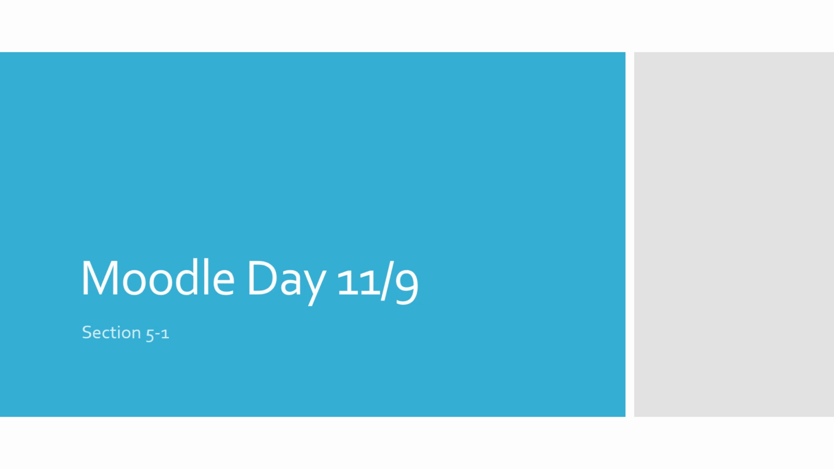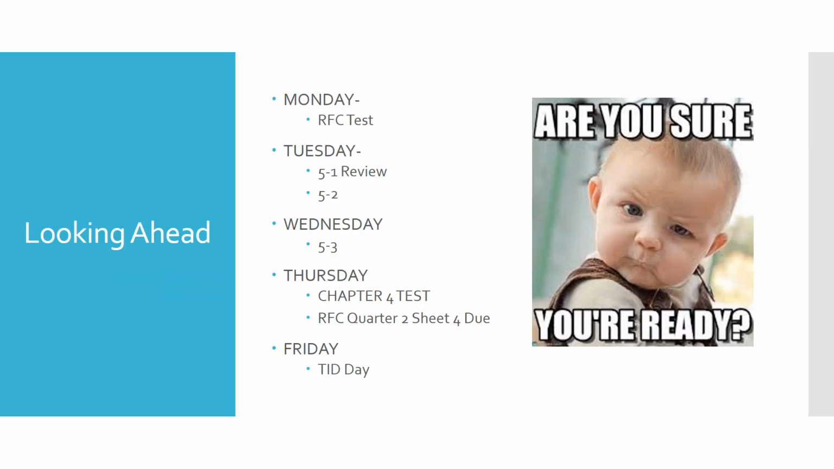So let's go ahead and get started on our next section, which is 5-1. Before we get started, let's look ahead at what's going on. We have Monday, we have an RFC test. Tuesday, we're going to review this material to make sure you have a full understanding of it and move on to 5-2, followed by 5-3. We'll take a break in our new chapter and have our chapter 4 test, and also your RFC sheet is due on Thursday. Friday will be a half day, and we're going to do a special type 1 diabetes lesson.